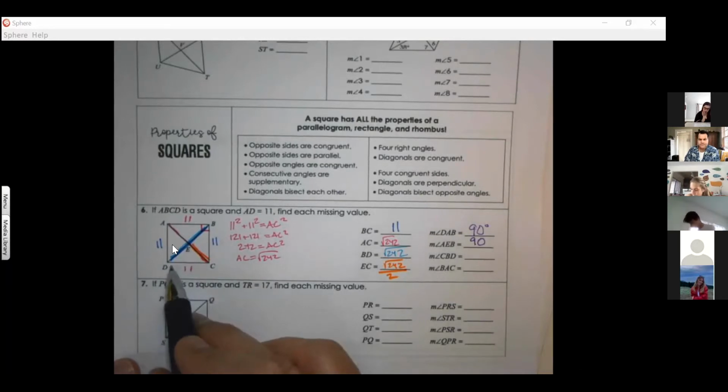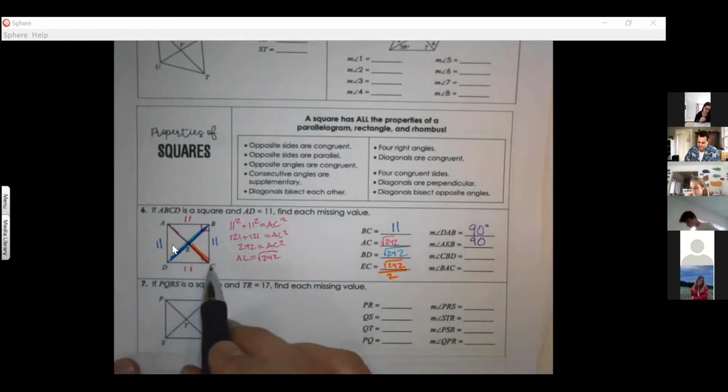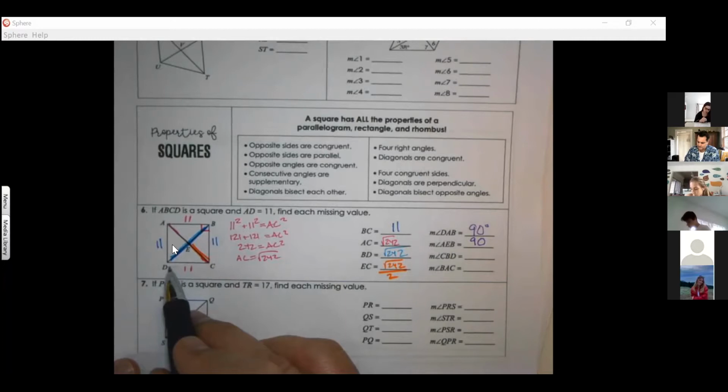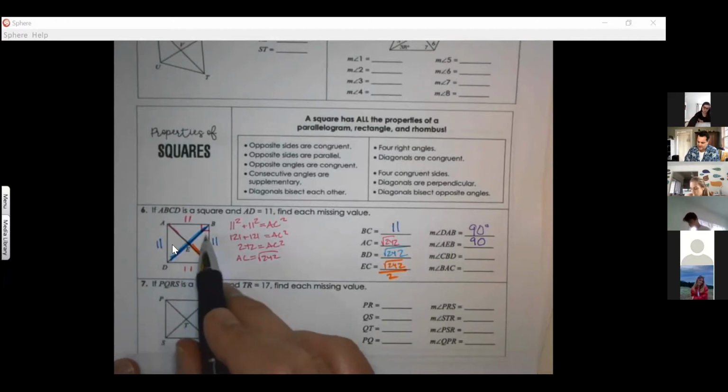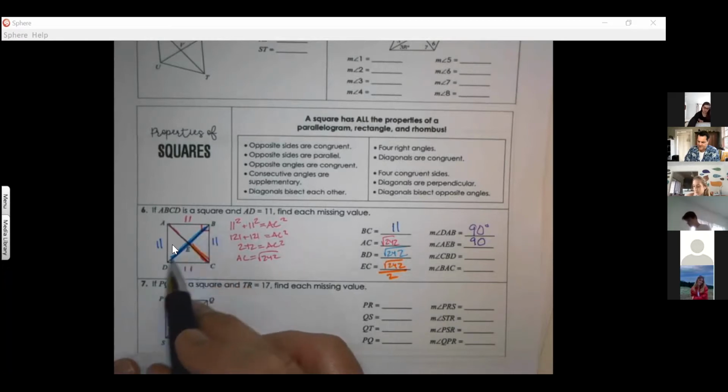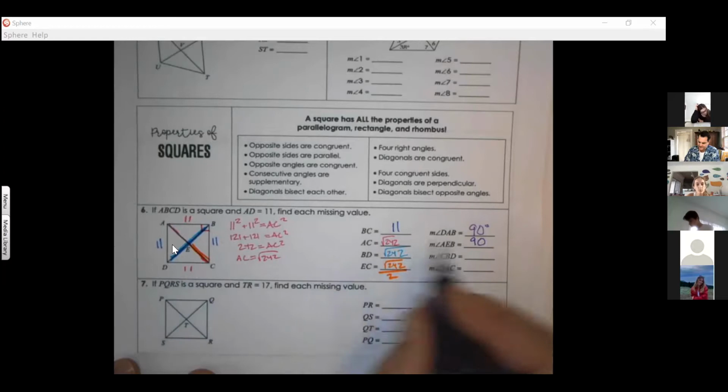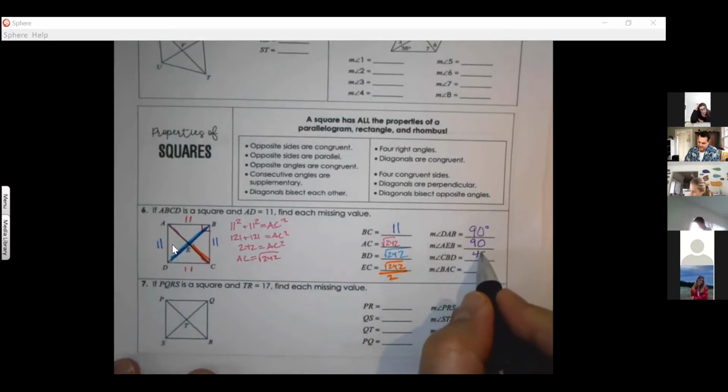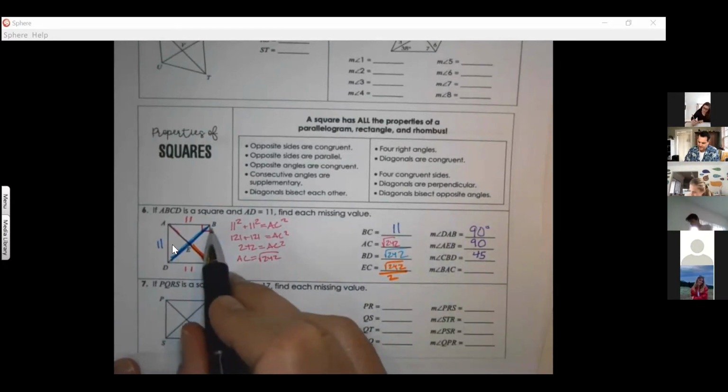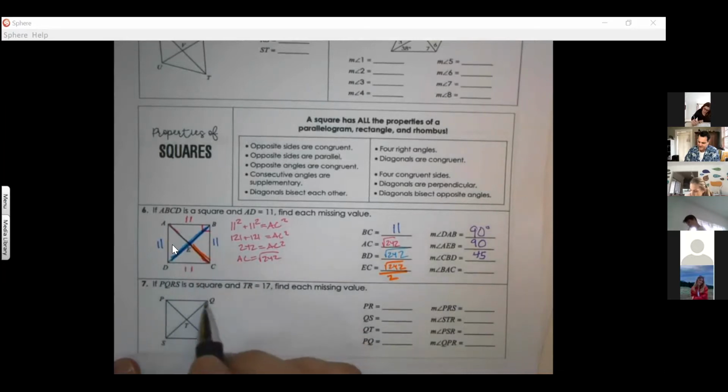CBD. Well, I'm talking about angles. And I know that the whole interior angle is 90. Because this has rhombus attributes, it's going to split that in half. So that's 45. BAC is also going to be 45.